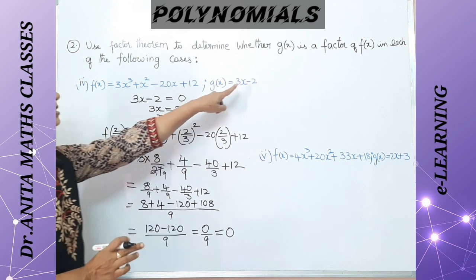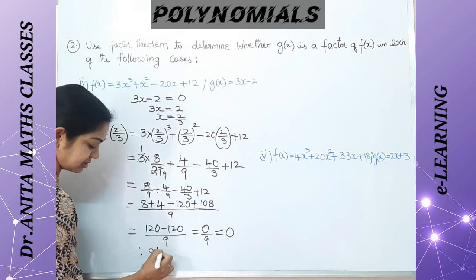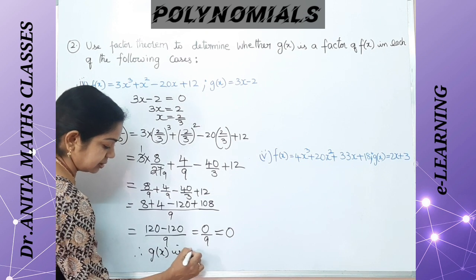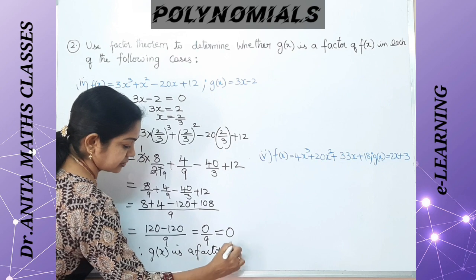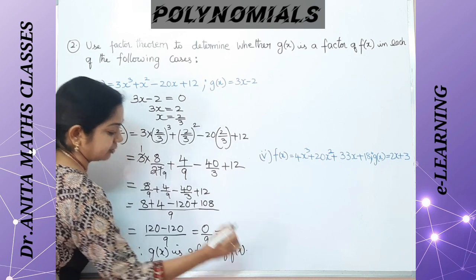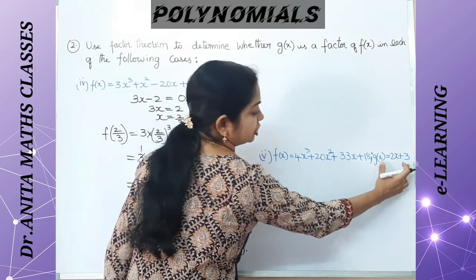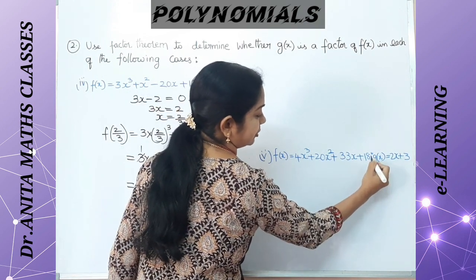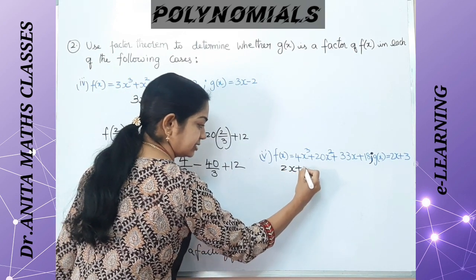That means this is a factor of f of x. Therefore, g of x is a factor of f of x, we can write. Okay, right. Now we will move on to the next one. Here, g of x is given as 2x plus 3. So let's take g of x, the divisor here.